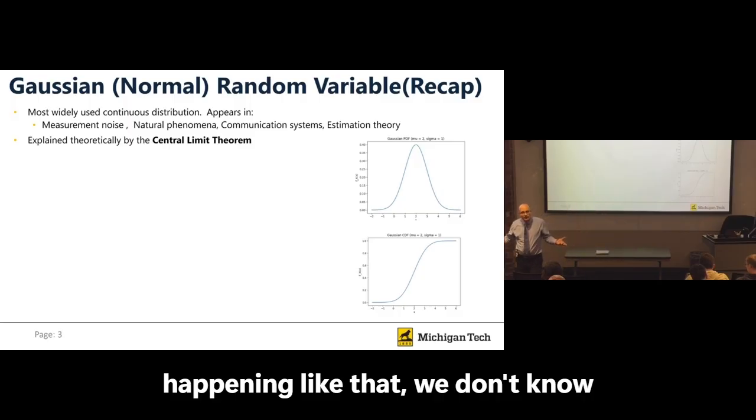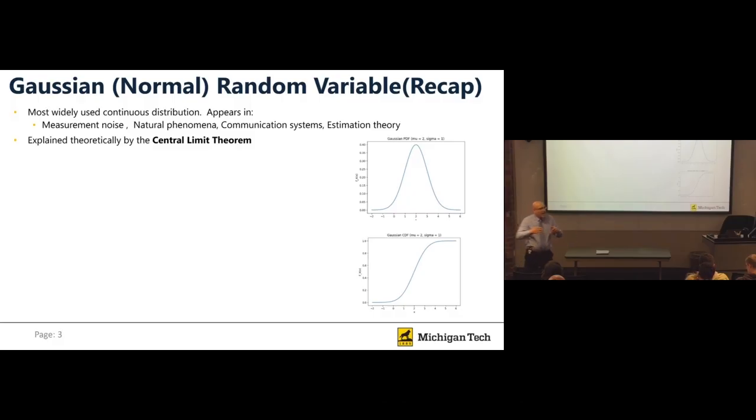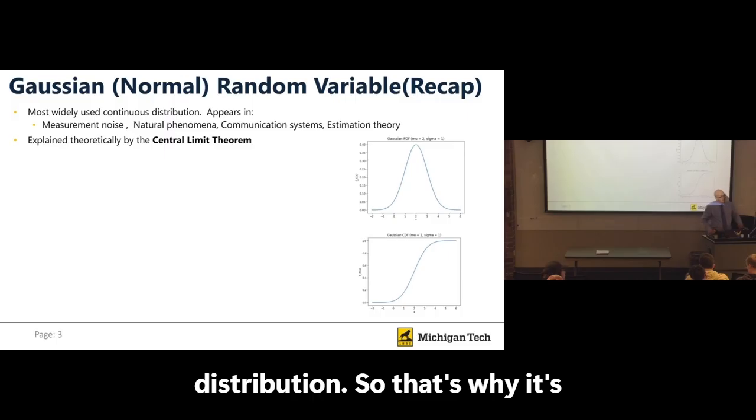We don't know their reason. There are so many reasons. They add up, and the result is going to be random, a normal distribution. So that's why it's so important to study that.